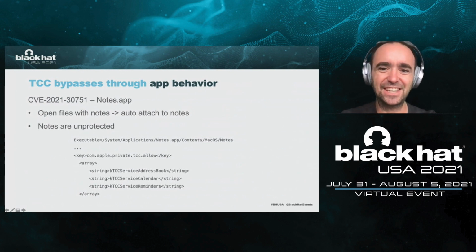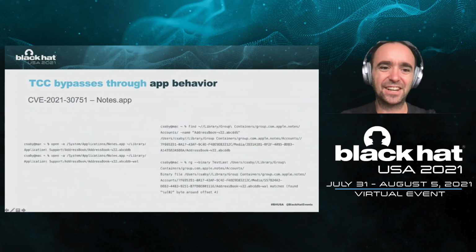Now we can see, if we inspect the Notes application entitlements, that it has quite a few privacy exceptions. It can access the address book, calendar, and the reminders. So what we can do is basically open the default or the main address book database with Notes. And as it's a binary file, it's a SQLite database, it will attach it to the note. And then if we go to Library, Group Containers, group.com.apple.notes, Accounts, we will find this file there.